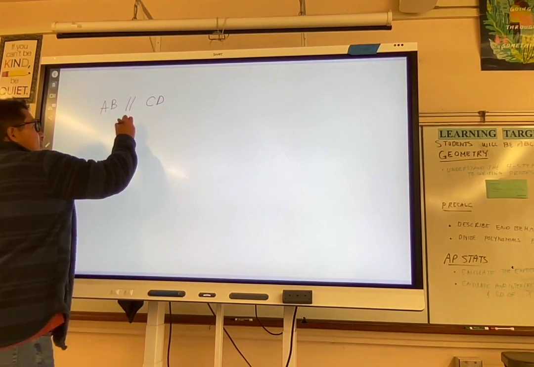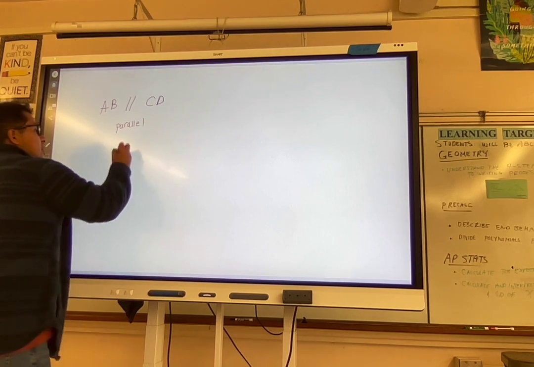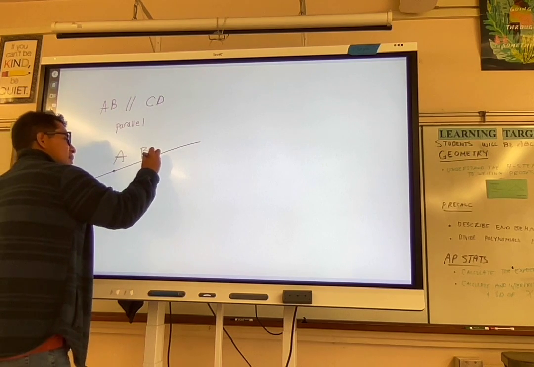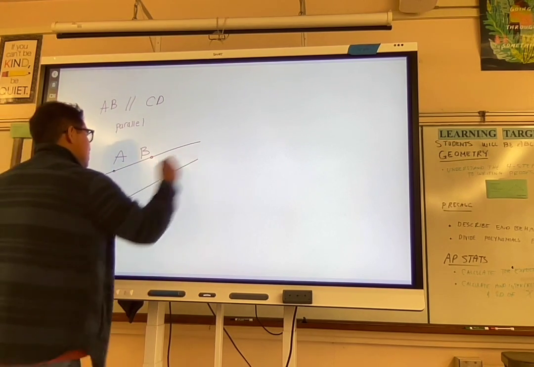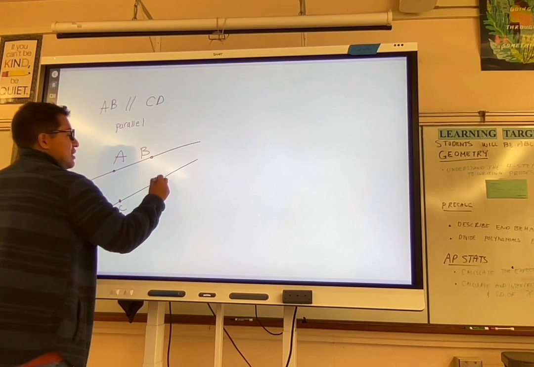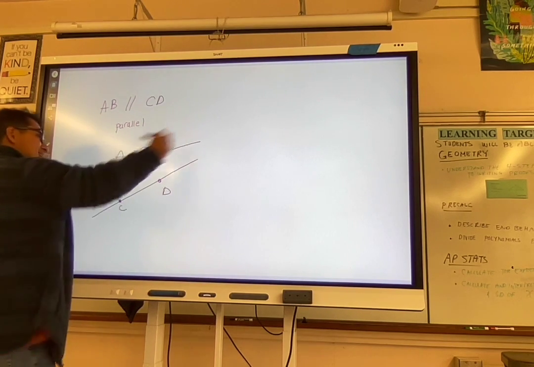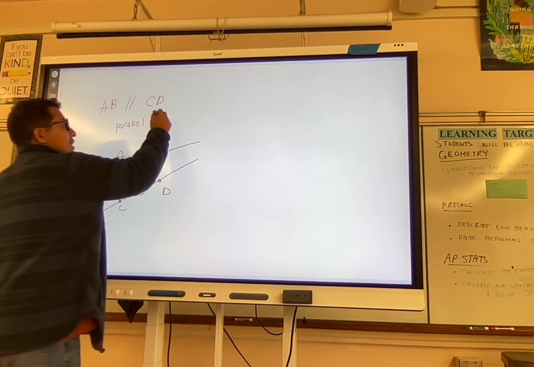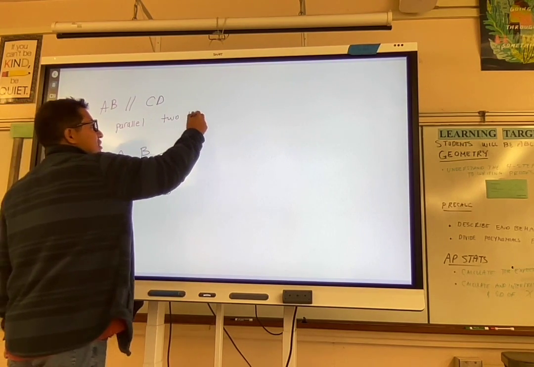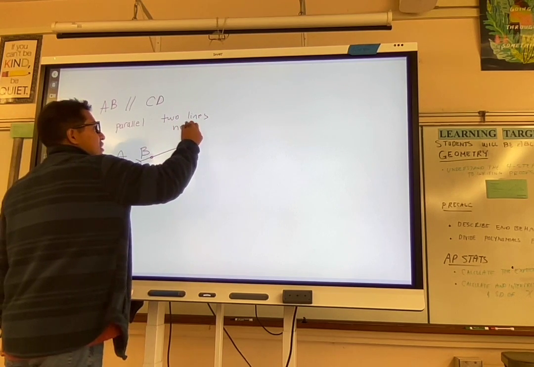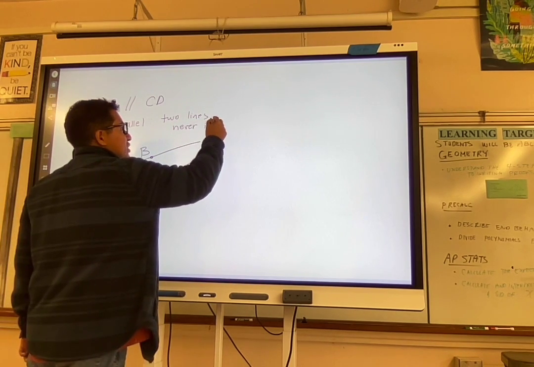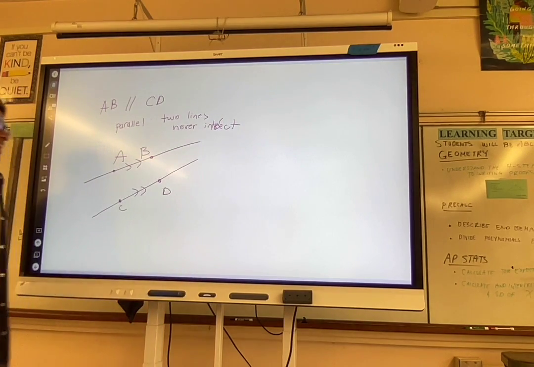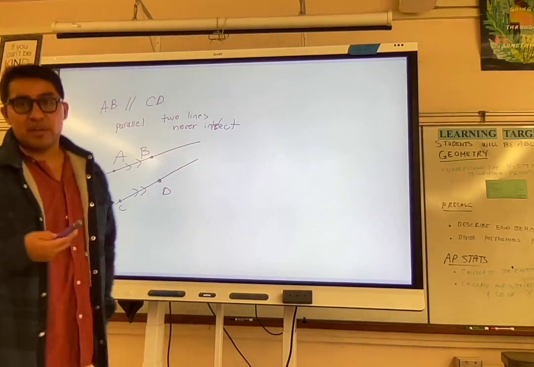It means parallel. So when I draw A to B, like as lines, you're saying here's A and here's B. And when I draw C to D, I should draw it so that, to the best of my drawing ability, it looks like those two lines never touch. Remember, parallel means that two lines never intersect. Intersect. There's an R in there. Intersect.